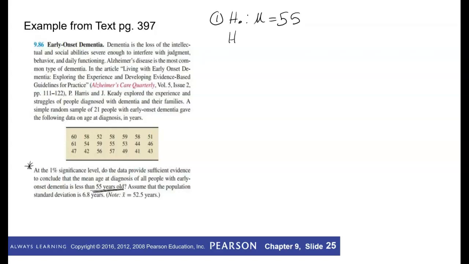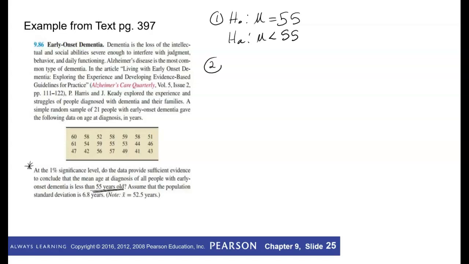So now, for your alternative, also in this same sentence, this sentence kind of puts everything in here. The sentence that's asking at the 1% significance level, do the data provide sufficient evidence to conclude that the mean age of diagnosis of all people with early onset dementia is less than 55? That's key. That also tells you the type of test you're doing. You are doing a left-tailed test. Less than 55, that's a left-tailed test.